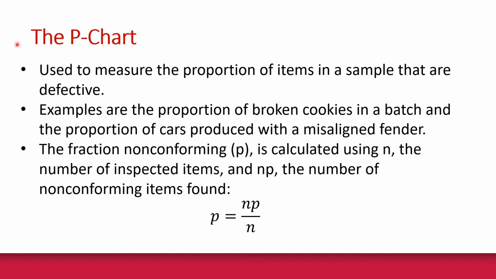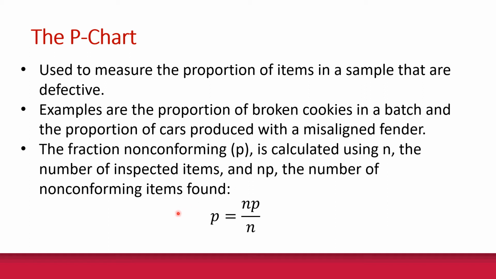So first, let's talk about the P chart. This is probably the most widely used chart for attributes. It's used to measure the proportion of items in a sample that are defective. Examples are the proportion of broken cookies in a batch, or the proportion of cars produced with a misaligned fender. In order to use the P chart, we have to calculate what's known as the fraction nonconforming, given by the symbol P. This is calculated using N, the number of inspected items, and NP, the number of nonconforming items found.